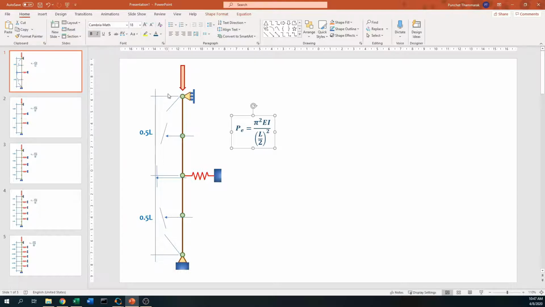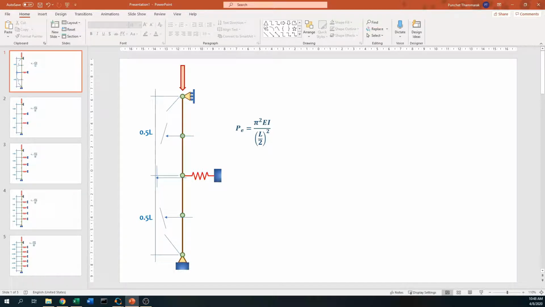squared, as it shortens your unsupported length to half, and that makes your buckling load 4 pi square EI over L square. 4 pi square EI over L square is your PE. You need to achieve 4 times the original one. What is the stiffness of the brace that you require?